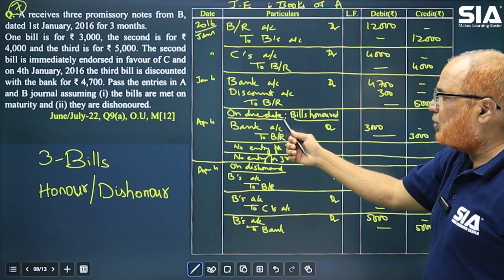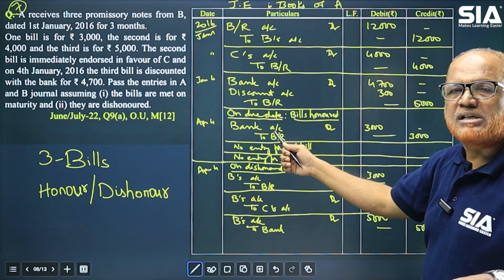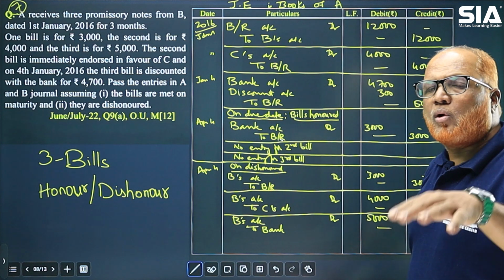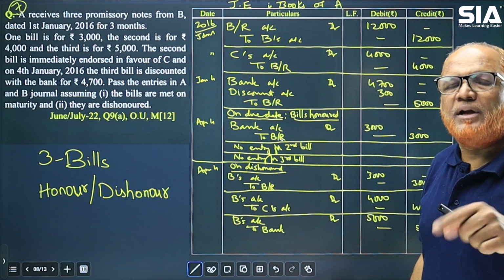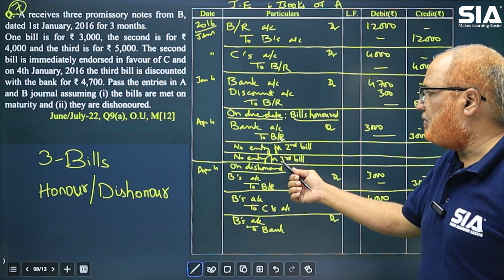Then on the due date, if the bill is honored, first bill he is having with himself. So bank account debit to bills receivable. Second bill, it was already endorsed. No entry will come in the books of A. Third bill, it is already discounted with the bank. Honored on the due date, no entry will come.